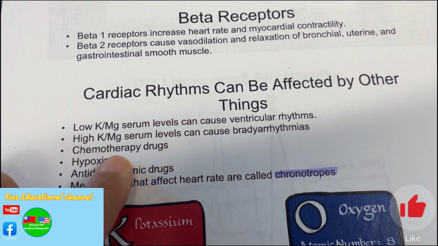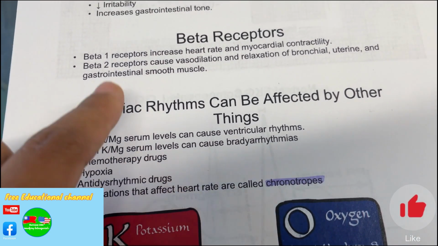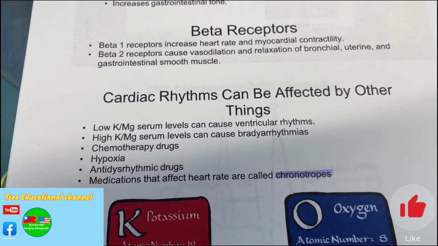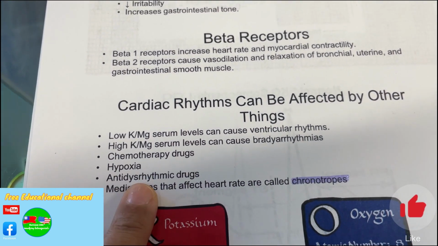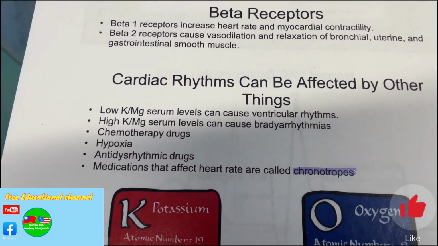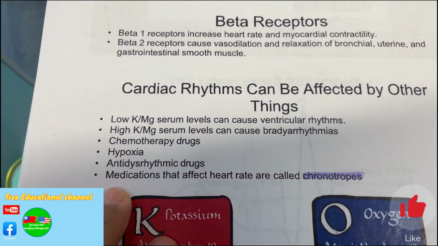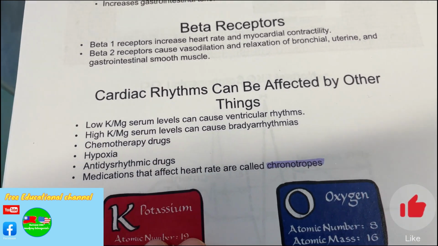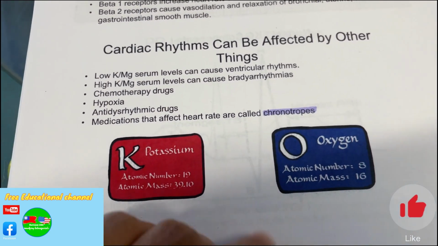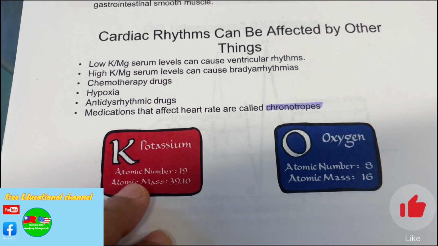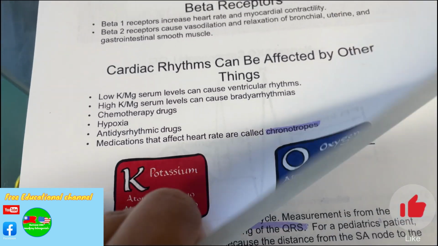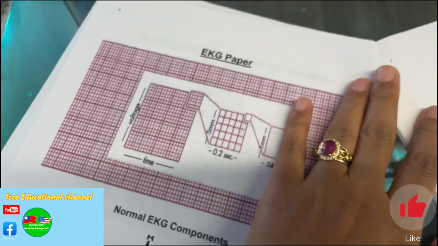Okay, and chemotherapy drugs can also make the heart rhythms go haywire. Hypoxia, the heart doesn't have oxygen for itself. Anti-dysrhythmic drugs like amiodarone, atropine, and all that good stuff. And medications that affect heart rate are called chronotropes. Just try to remember chronotropes, okay? Then you will have to learn a lot about chronotropes. And potassium and oxygen are the main components for the heart.